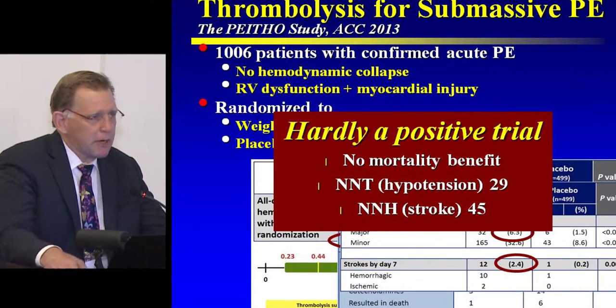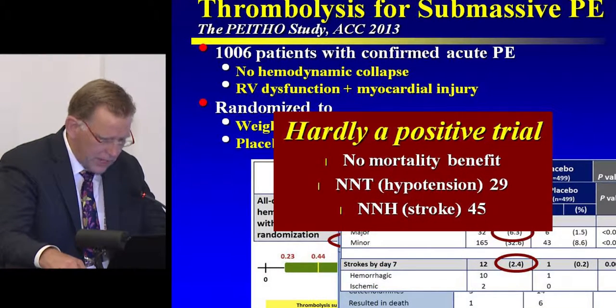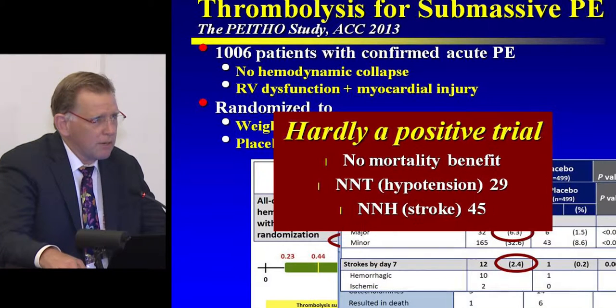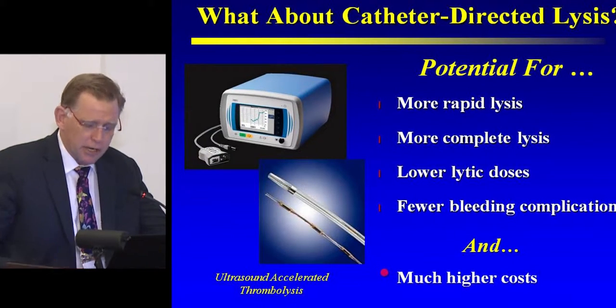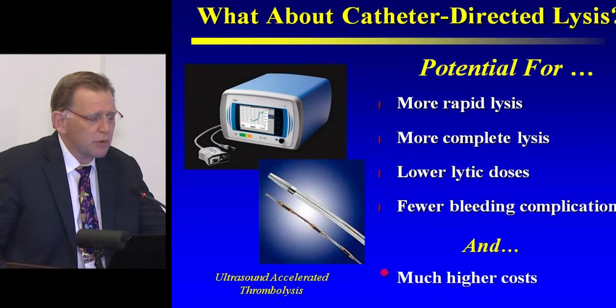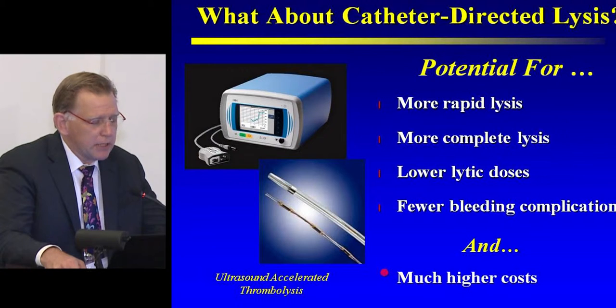Well, what about catheter-directed thrombolysis? In the United States, anyway, this has been largely driven by industry with ultrasound-accelerated thrombolysis without a lot of data to support it. Clearly, it does have a potential for more rapid lysis, more complete lysis, and lower lytic doses, but much higher costs associated with it. And the only trial that's been published to date was the ULTIMA trial, which failed to look at any clinically relevant endpoints. They didn't look at mortality or anything else. They looked at improvement in echocardiographic parameters, particularly in the RV to LV ratio.